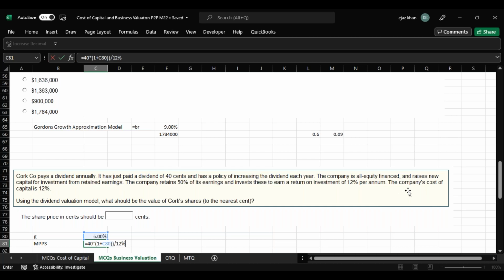They've said cost of capital. Rather, they should have said cost of equity. But since it's an all equity finance company, it doesn't matter. When it's all equity finance company, the cost of capital will be equal to cost of equity. But make sure that if cost of capital and cost of equity both are given, we will be using cost of equity only. Cost of equity minus the growth rate.